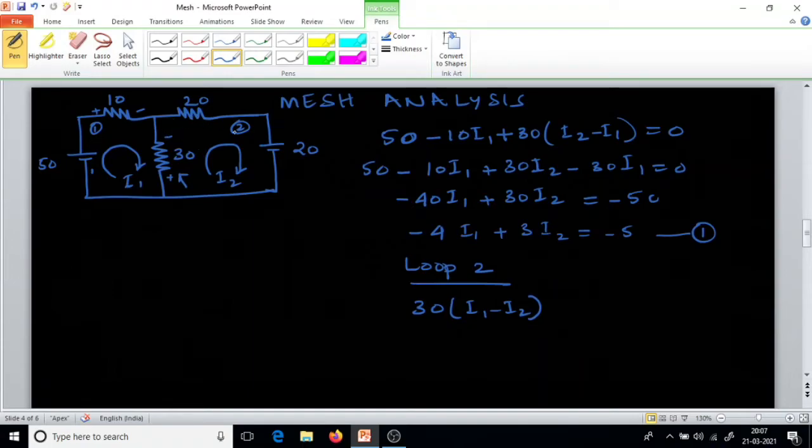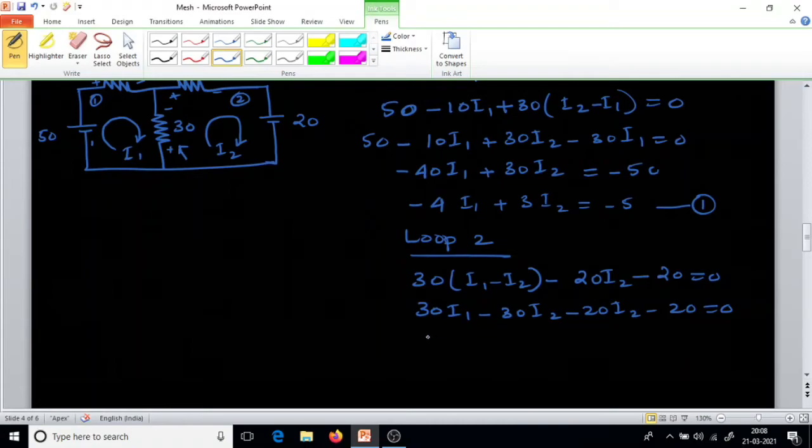Here, current is flowing in the clockwise direction, so this will be plus and this will be minus. So it is a potential drop, 20 I2. Again it is a potential drop, because from the positive terminal of the battery we are going to the negative terminal. So minus 20 equals 0. Now we'll open the bracket: 30 I1 minus 30 I2 minus 20 I2 minus 20 equals 0.